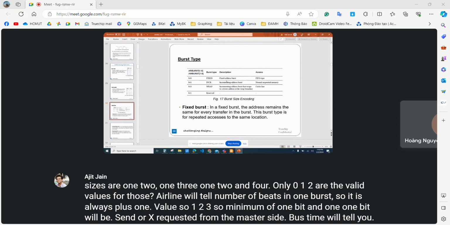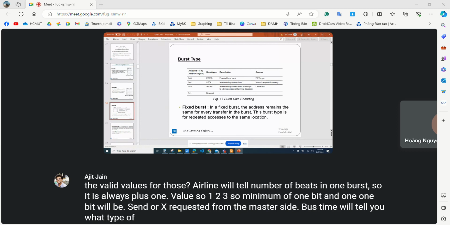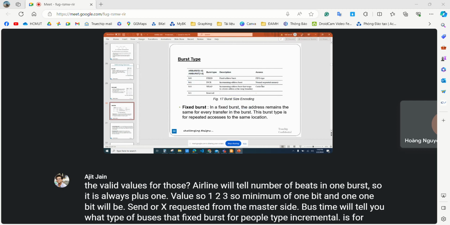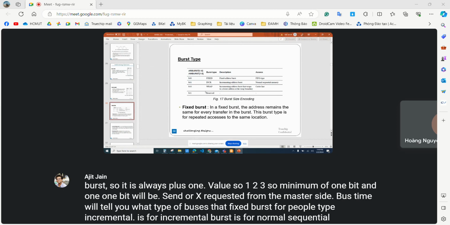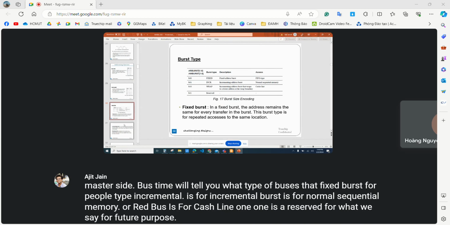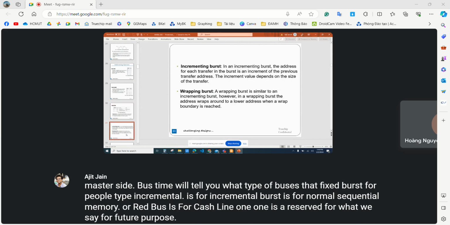Burst type will tell you what type of burst it is. Fixed burst is for FIFO type, incremental burst is for normal sequential memory, and wrap burst is for cache lines. One is reserved for future purposes, and the remaining things we will cover next.